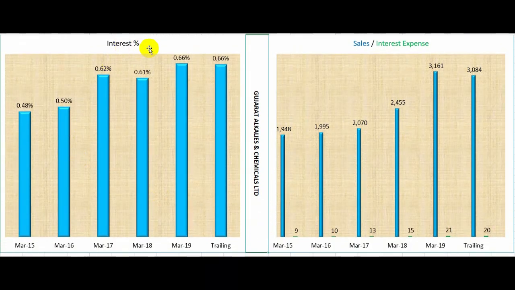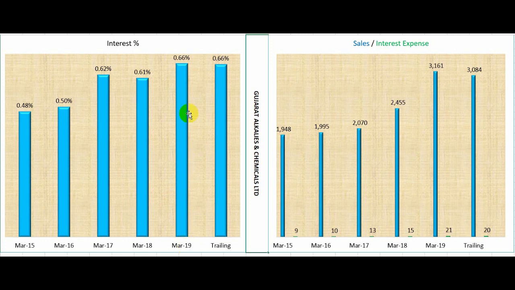Let us look at the interest percentage as a percentage of total sales. Interest cost is very similar to depreciation, in the sense that here again we are looking for a consistent interest cost. If the interest cost as a percentage of total sales is very high, then we should avoid that. Here, the company's interest cost as a percentage of sales is very low.